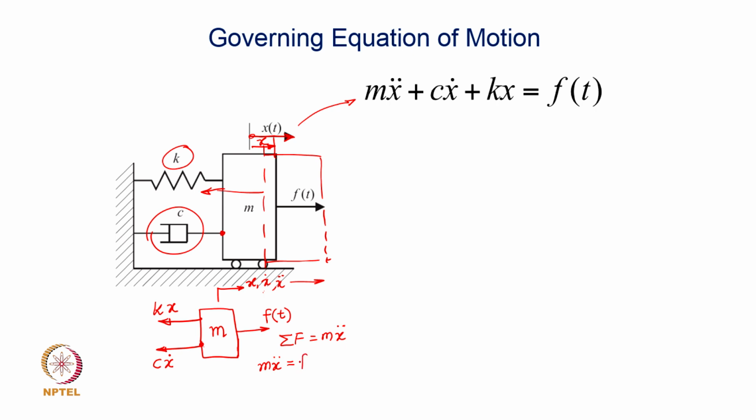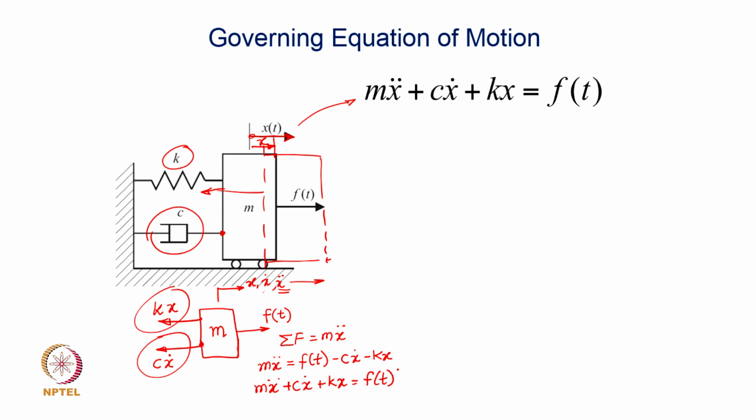Now, these forces would obviously include f of t, because f of t acts in the same direction as the acceleration, whereas these ones are opposite to the direction of acceleration. So, I will have minus c x dot here and minus k x here, and then if I rearrange, I get our governing equation of motion, which you are quite familiar with, equal to f of t.